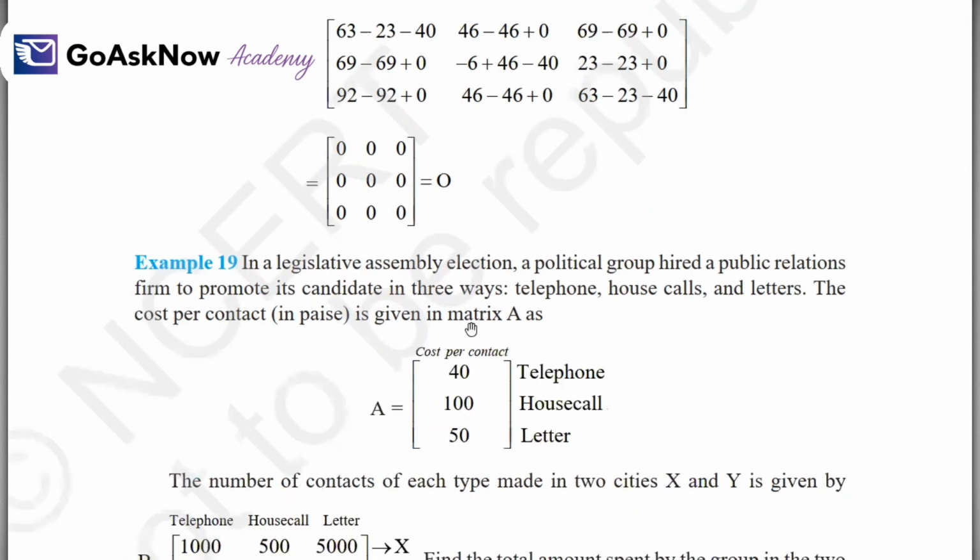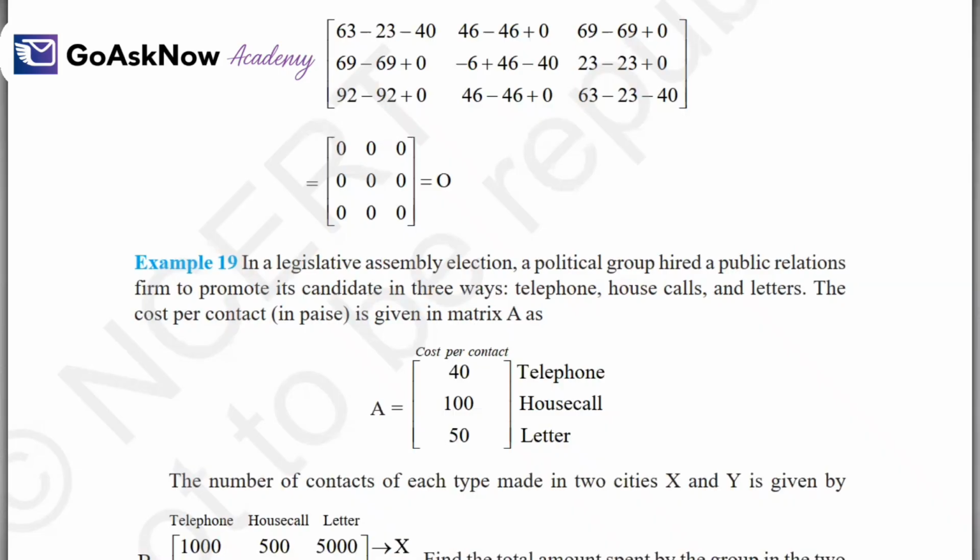In a legislative assembly election, a political group hired a public relations firm to promote its candidate in three ways. So, in a legislative assembly election, there was an election going on. Okay, a political group was there. They hired a public relations firm to promote its candidate in three ways: telephone, house calls, and letters. So these are three ways. The cost per contact in paise is given in matrix A. So cost per contact is given by matrix A, and these are numbers in paise.